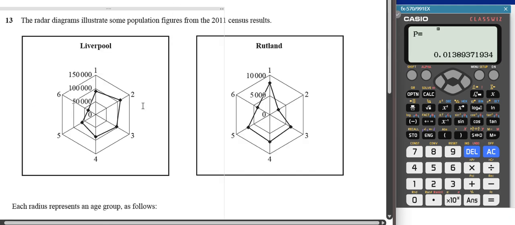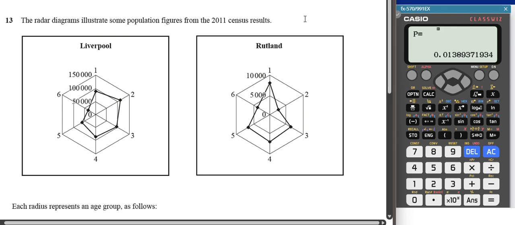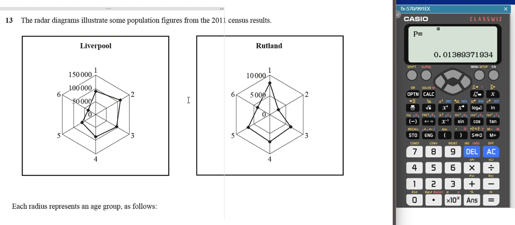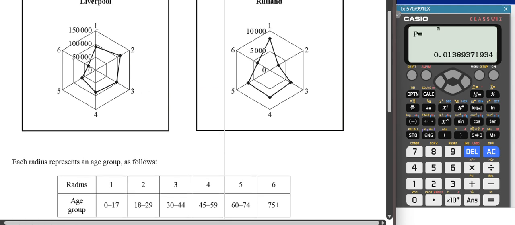Radar diagrams. Never seen a radar diagram before this exam question. Never seen one since. This is what we've got to do, is just try and interpret real graphs. So, a radar diagram illustrates some population figures from the 2011 census. We've got Liverpool and we've got Rutland. So instantly I know Liverpool's a big city. I don't know Rutland, but I don't think it is. Each radius represents an age group as follows. So radius 1 is the 0 to 17-year-olds, 2 is the 18 to 29s, and so on.